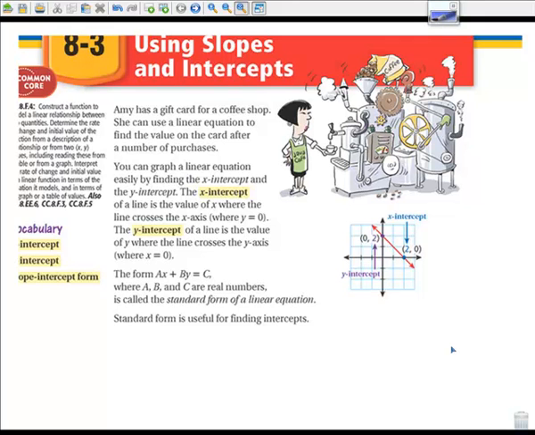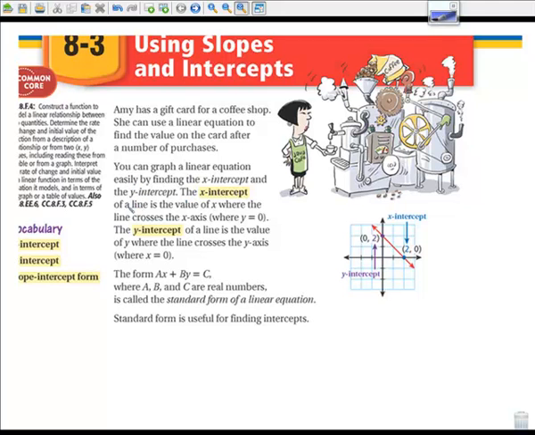Lesson 8.3 is using slopes and intercepts. Amy has a gift card for a coffee shop, and she can use a linear equation to find the value on the card after a number of purchases. You can graph a linear equation easily by finding the x-intercept and the y-intercept.